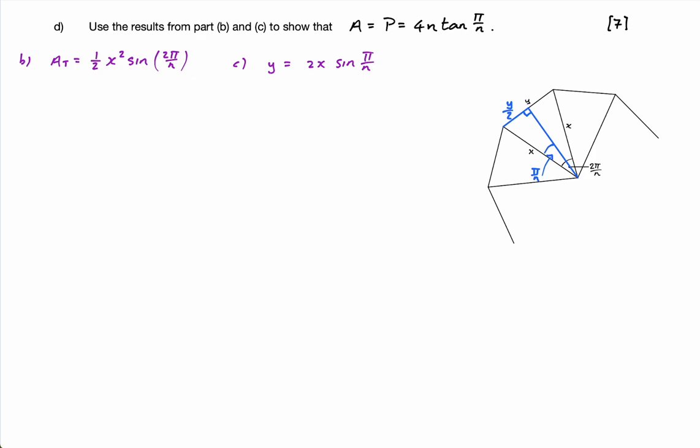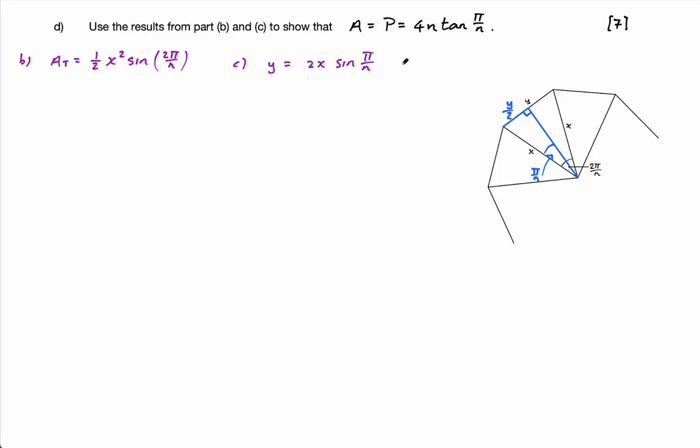Okay, so for part D, this part's difficult, guys. It says use the results from B and C. This is B and this is C. This is what we got. The area of one of these isosceles triangles is this, and y is equal to this. Show that A equals P equals 4n tan of pi over n, and it's 7 marks.